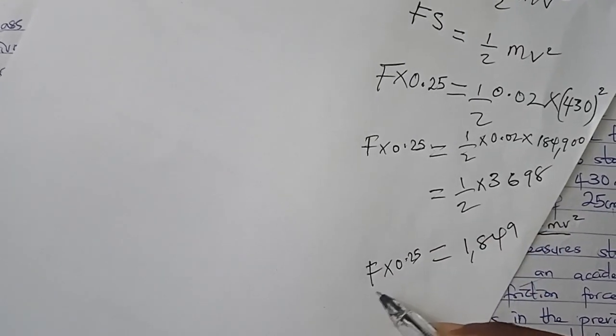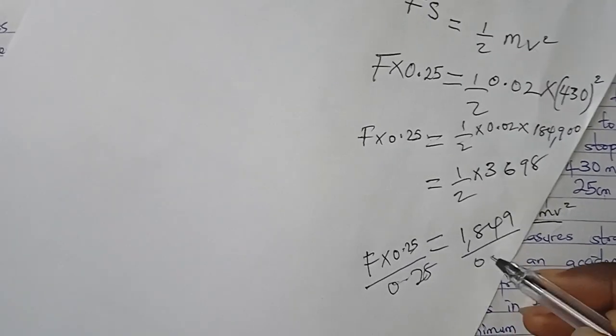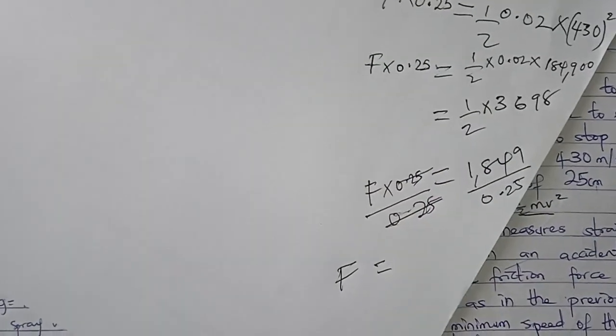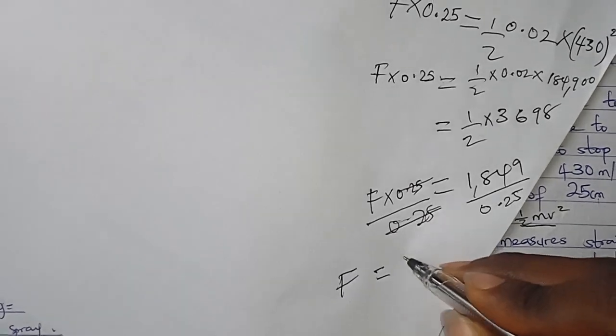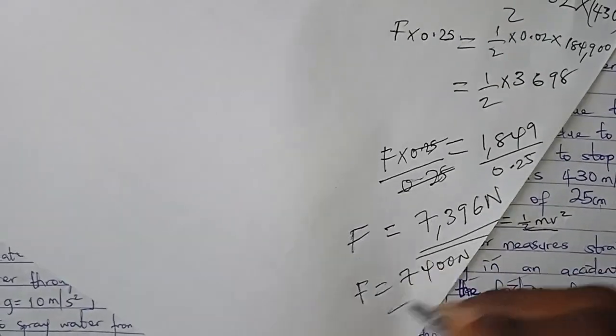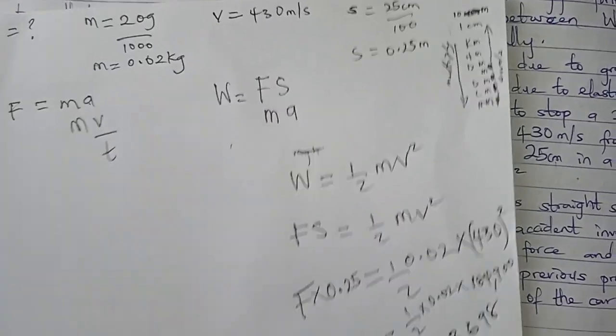Then remember that we are looking for F. So divide both sides by 0.25. This will cancel this. So F, the force, is equals to 1849 divided by 0.25. So that you have 7,396. And force is Newton. So this is your answer. To the nearest whole number, you can say F is equals to 7,400 Newton, approximately. So this is your answer.